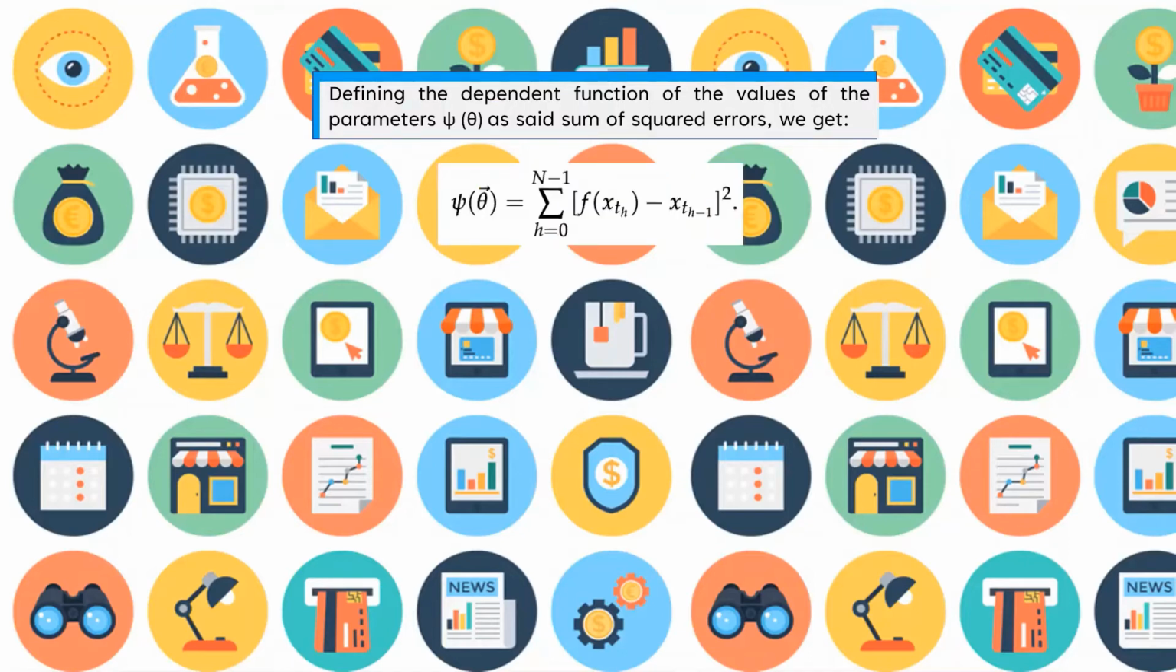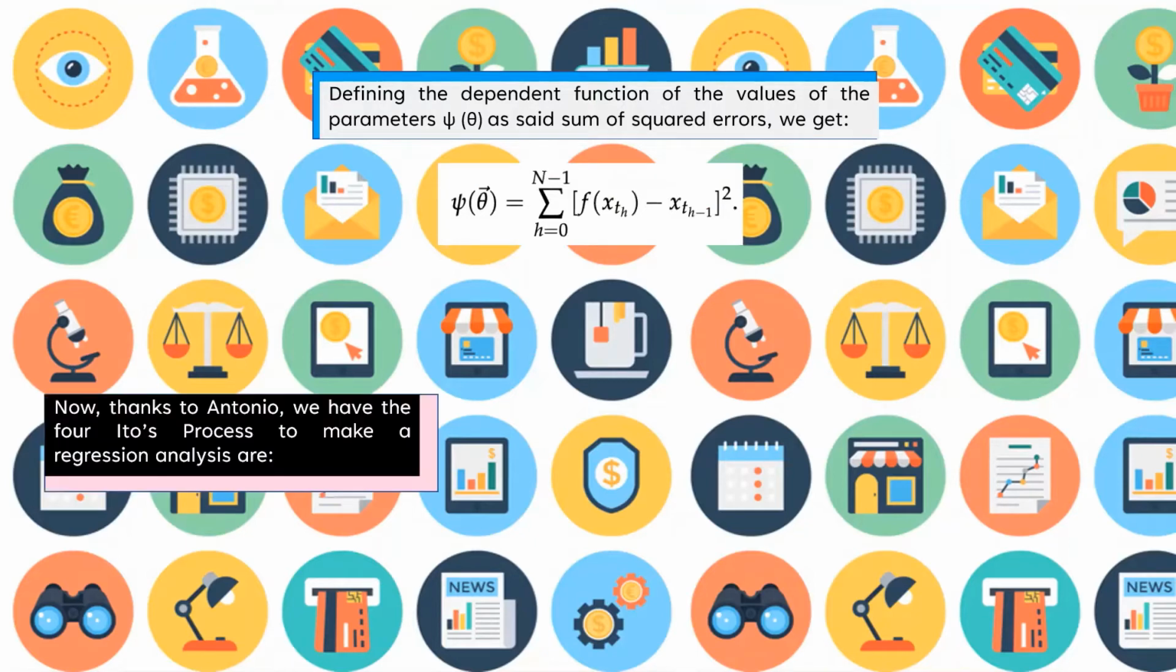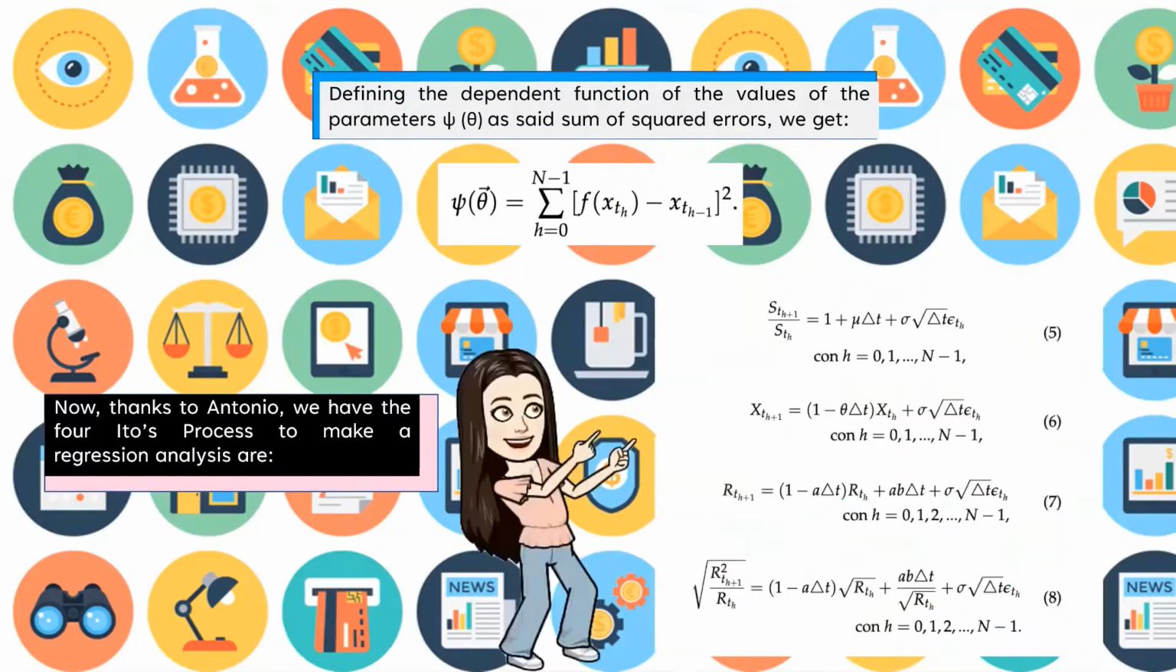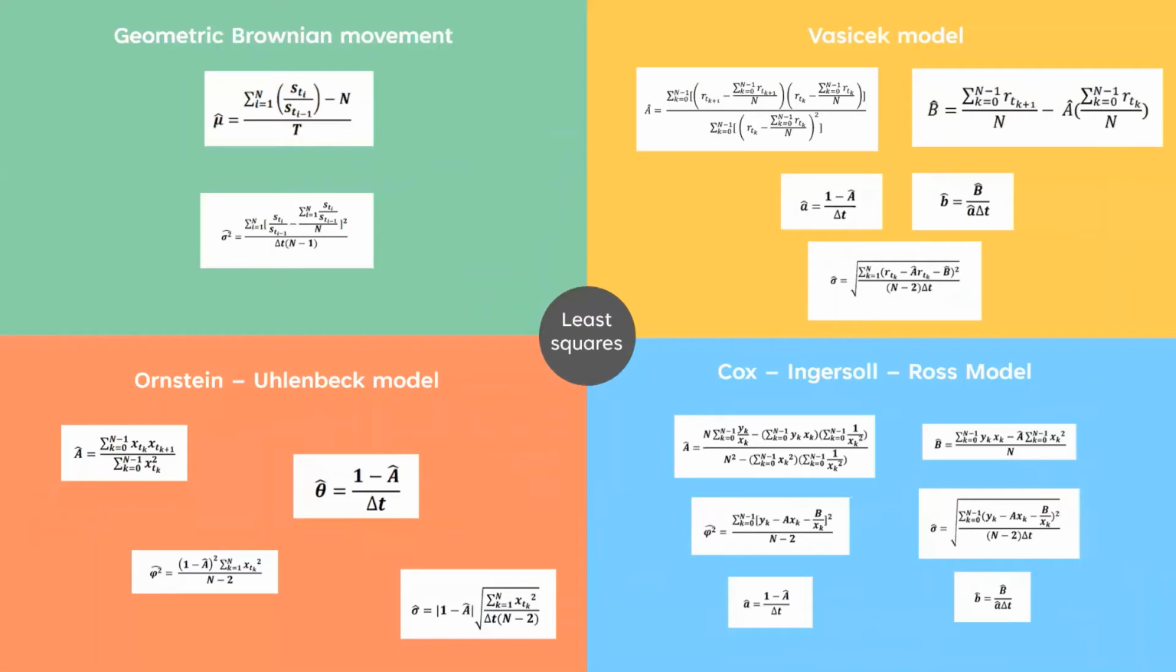Now, thanks to Antonio, we have the Euler-Ito process to make a regression analysis. Thanks to this, we can model a regression analysis in every process to estimate the parameters using the least squares method, except for the geometric Brownian motion, since it requires a trajectory transformation into a sample of independent and identically distributed random variables. Doing some algebra or simply looking it up on the internet, we get these formulas for least squares.